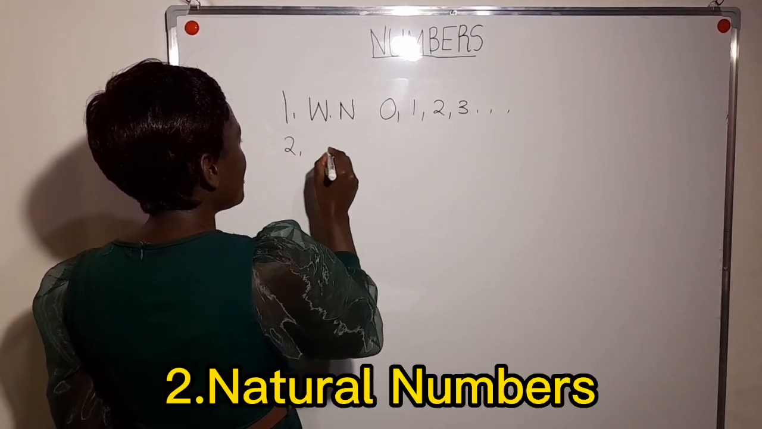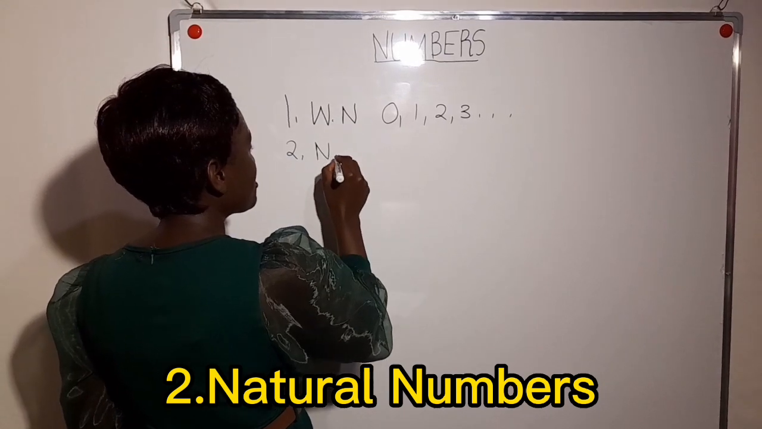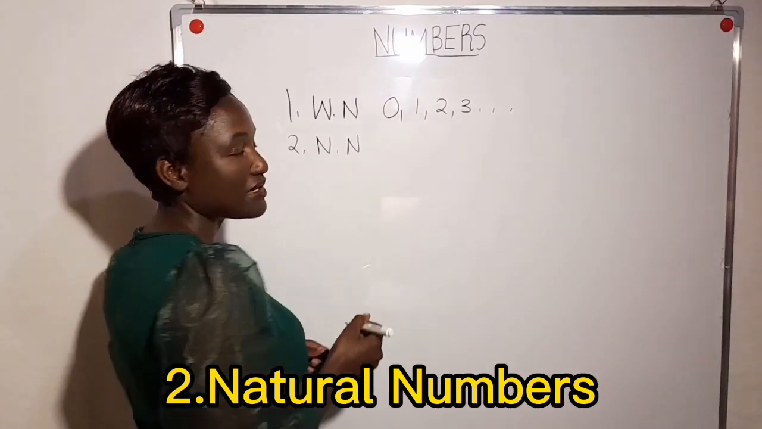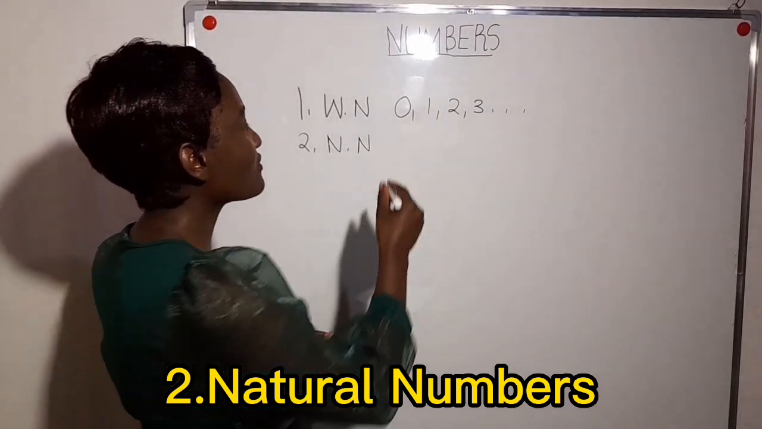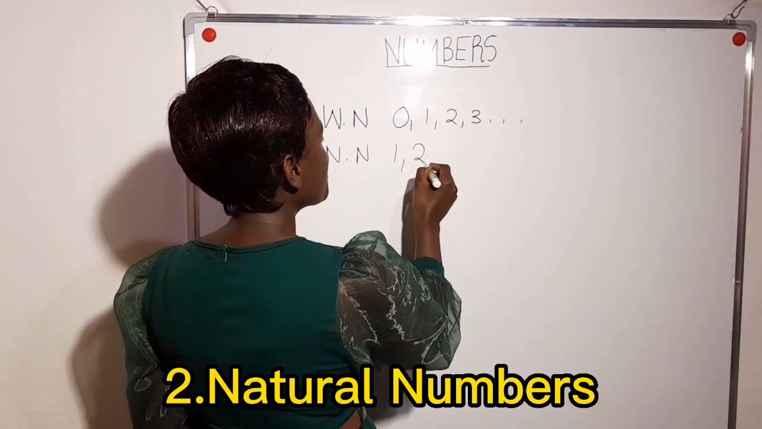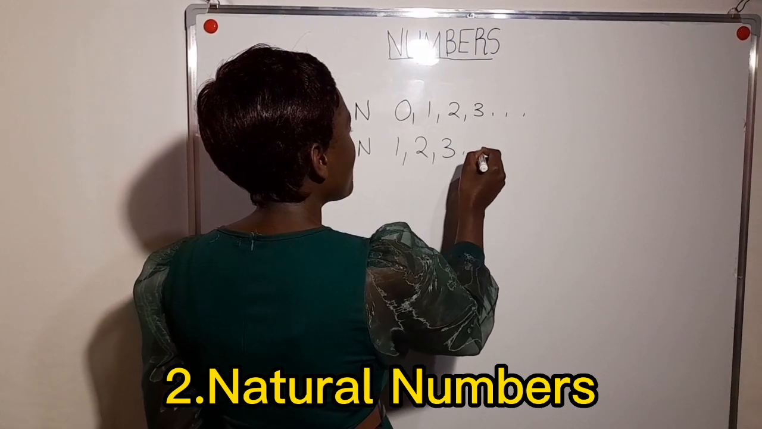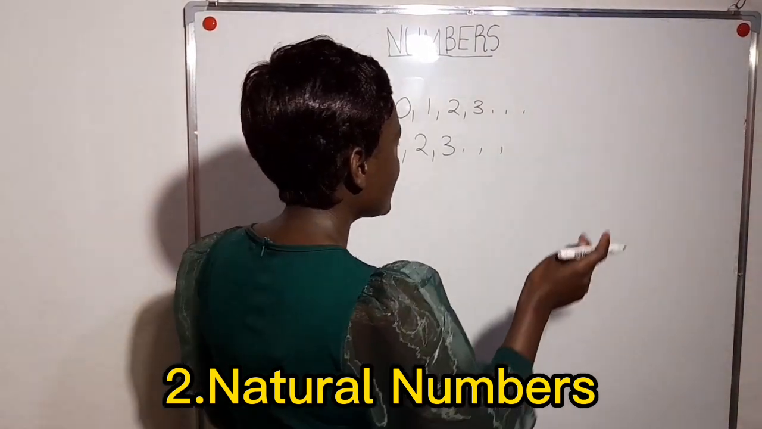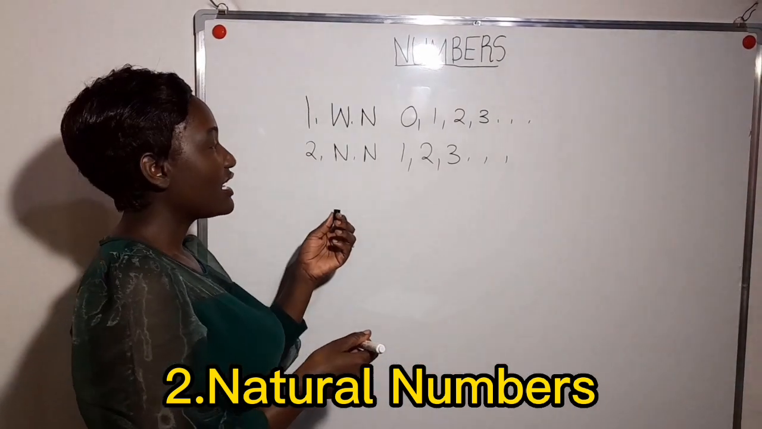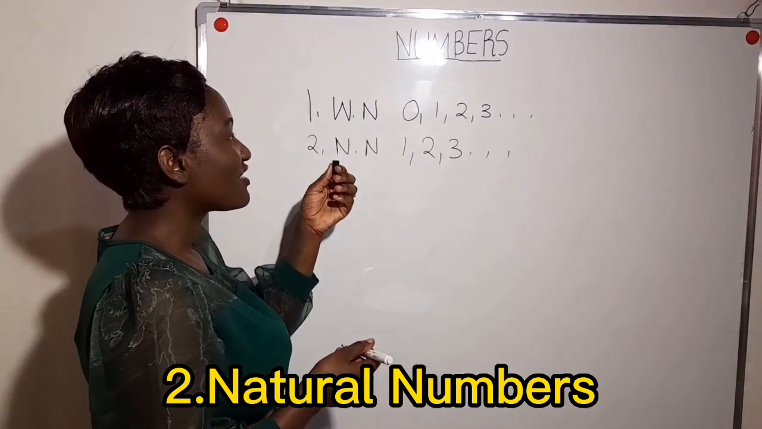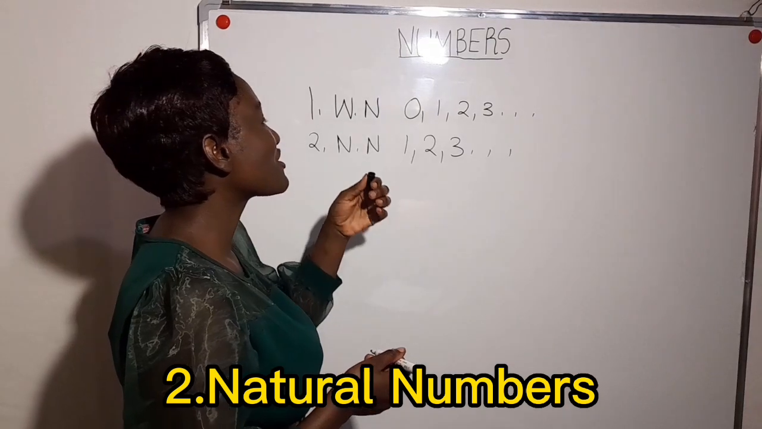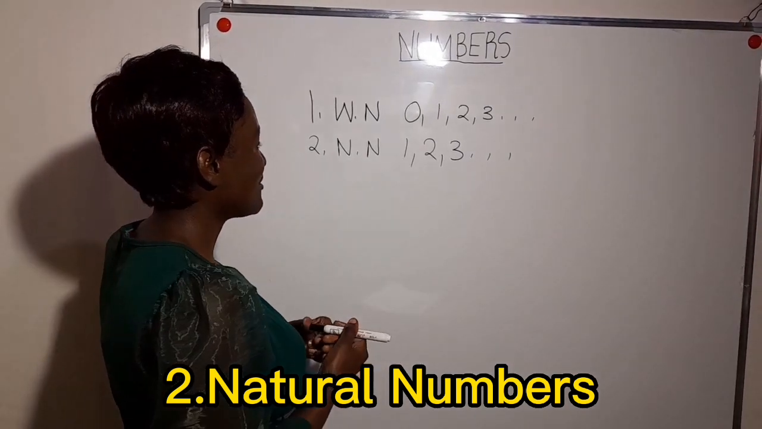Next, we are going to discuss natural numbers. Natural numbers are counting numbers. They start from 1, 2, 3, 4, 5, 6 to infinity. In other words, natural numbers are whole numbers that do not include 0.